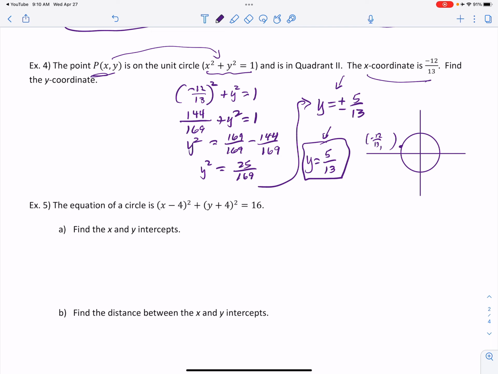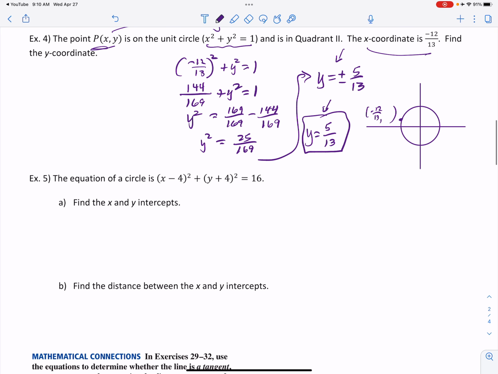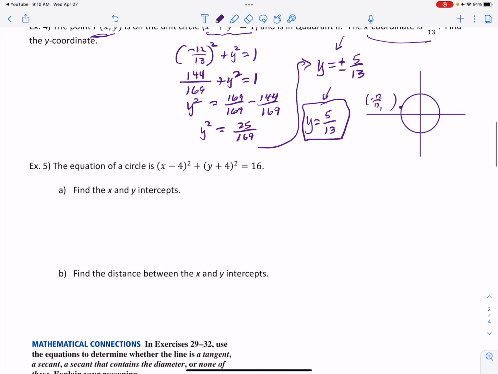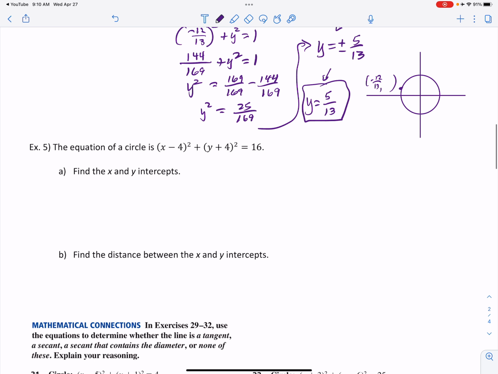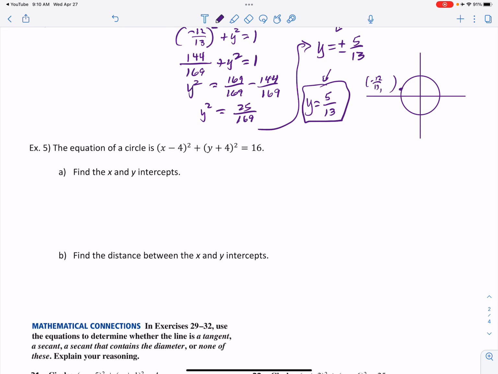All right, so the next one, the equation of the circle is given. Find the x and y intercepts. Well, when I'm asked x and y intercepts, what should come to mind immediately is that the x intercepts occur when y is 0. If I go back to the circle in the above example and I look at an x-intercept, 1, 0, the y-coordinate is 0. X-intercepts occur when y is 0. Y-intercepts occur when x is 0.